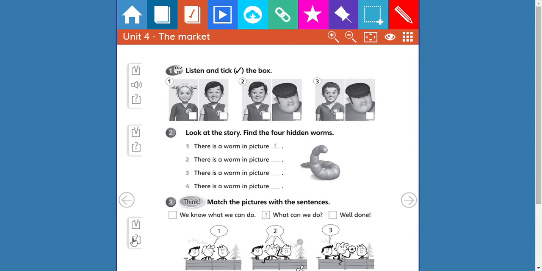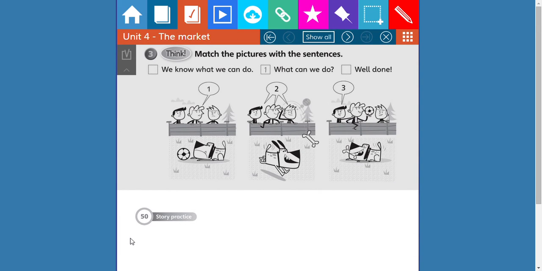Now let's do exercise 3 together. Match the picture with the sentences. Now look at the situations here. Now here we have sentences and pictures. Now put number 1, 2, 3 in the boxes. Number 1, look at the sentence number 1.